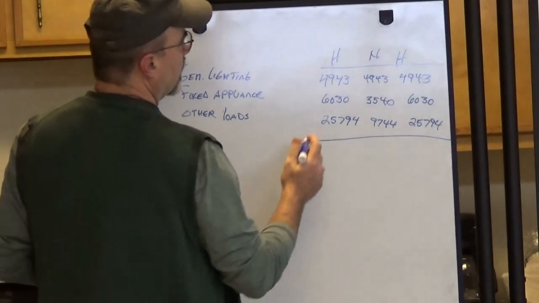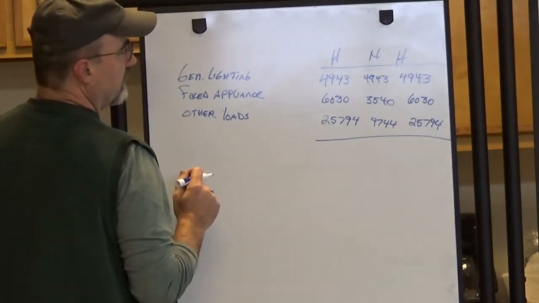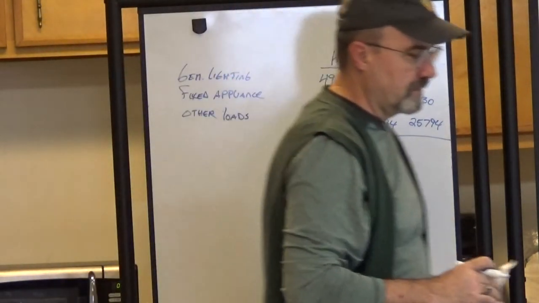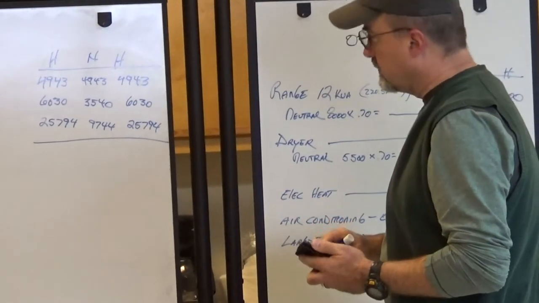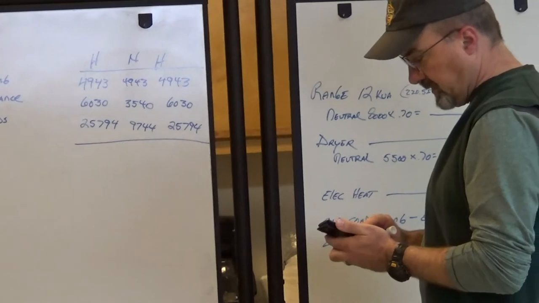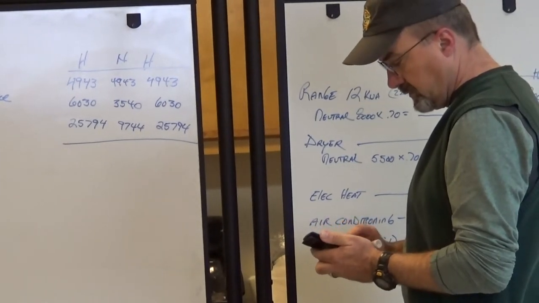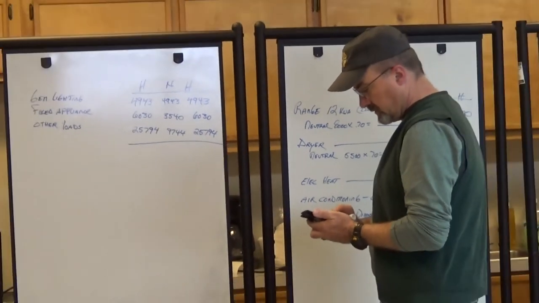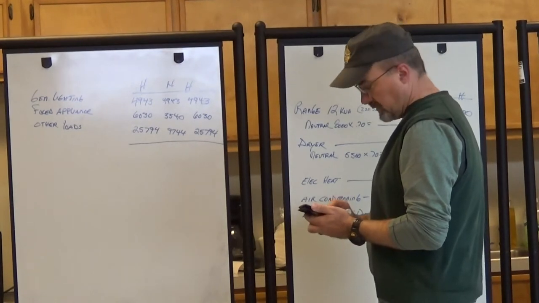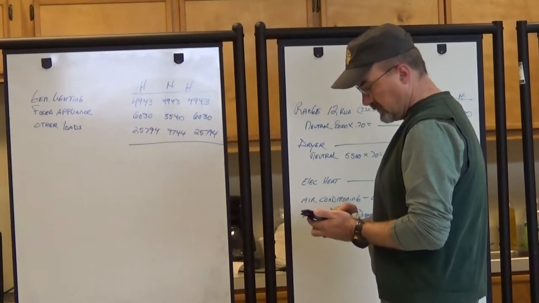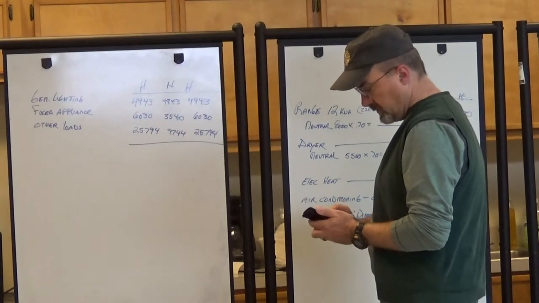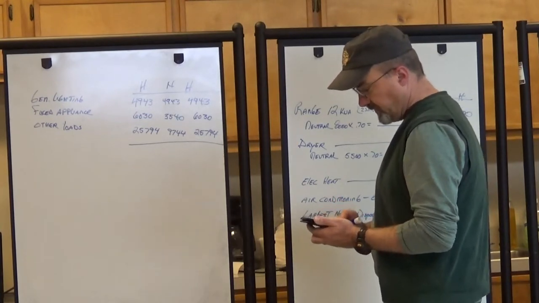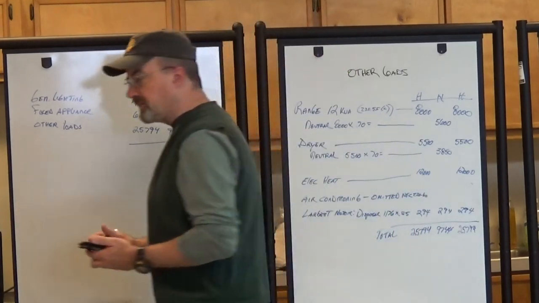So let's add all those up. The hots, what is that total? 36,767. 4,943. 6,030. 25,794. 36,767. Yes.